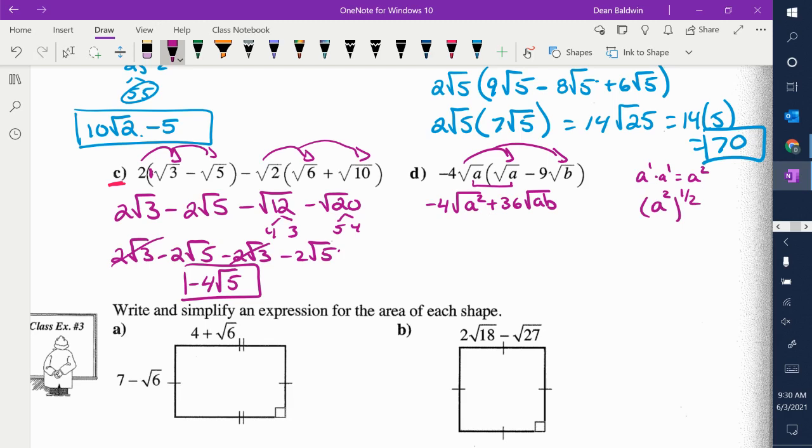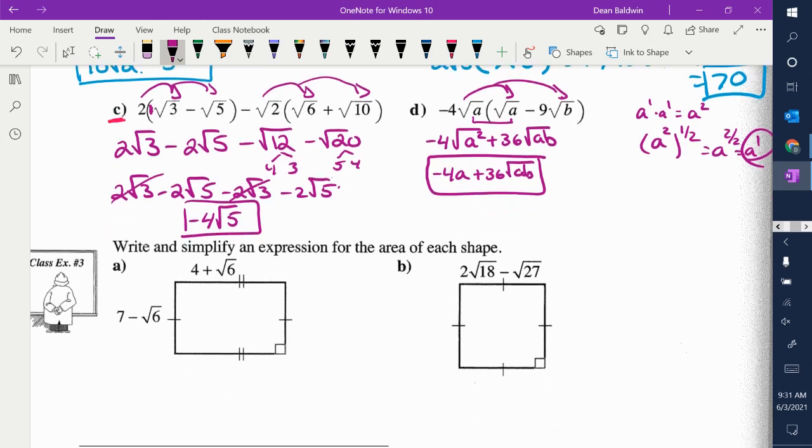Correct? What do you do with these two exponents? Multiply them. What's 2 times a half? Yeah, because it gives you 2 over 2, which is a to the 1. That's why this becomes just a. And that's all you can really do with it. Can't really go any further than that. Okay. Is that okay?